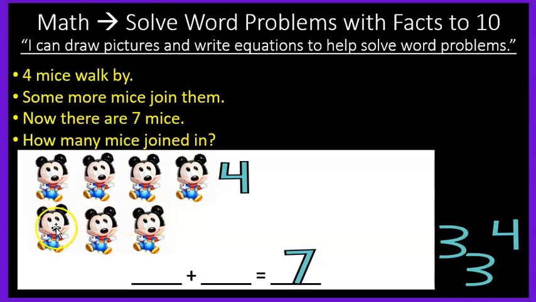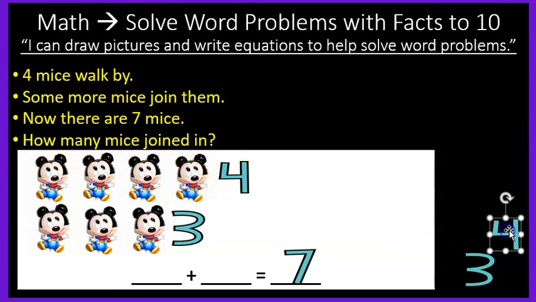3. 1, 2, 3. So, we're going to put number 3 here, okay? Now, boys and girls, here's what you're going to do now. You have 4 right here. There's already a number 4, so all you do is put 4 right there.